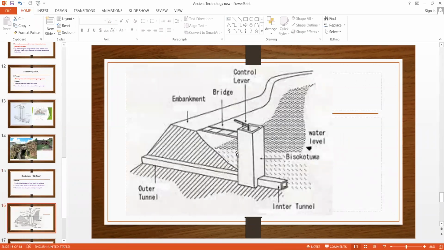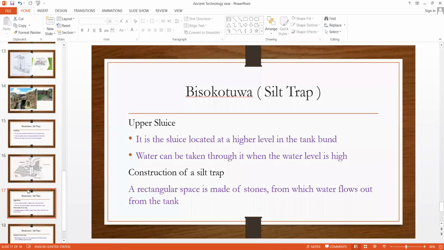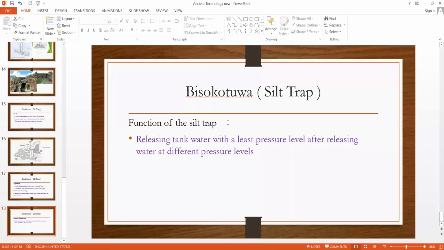Now see here, this is the mud sluice. It goes to the silt trap. This is the dam. See the shape of the dam like this. Here you can see a stone layer. The water side is this side. And the upper sluice is the sluice located at a higher level in the tank, but water can be taken from it only when the water level is high. The silt trap is constructed as a rectangular space made of stones, from which water flows out of the tank. Right, so what is the function of the silt trap? Releasing tank water at the least pressure level after releasing water at different pressure levels.